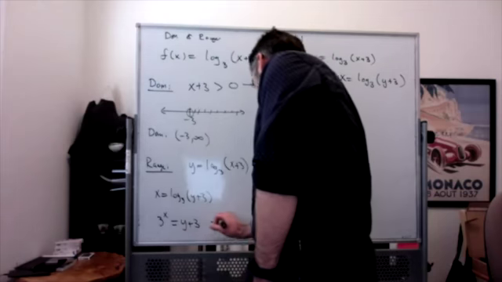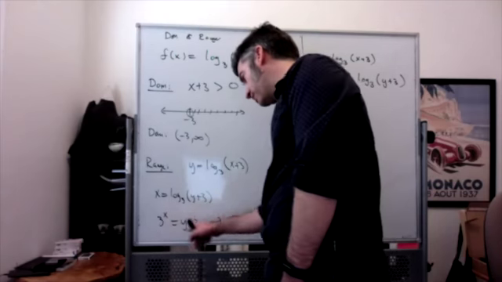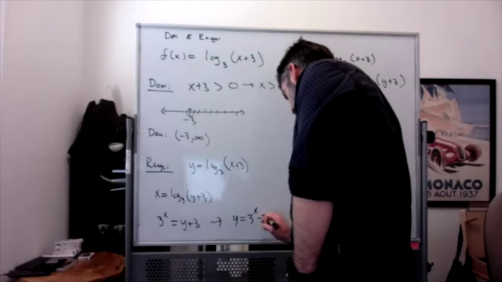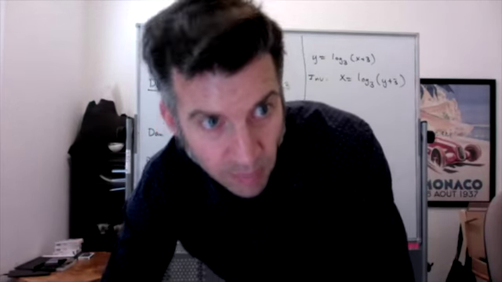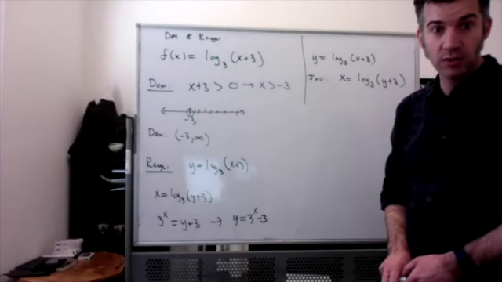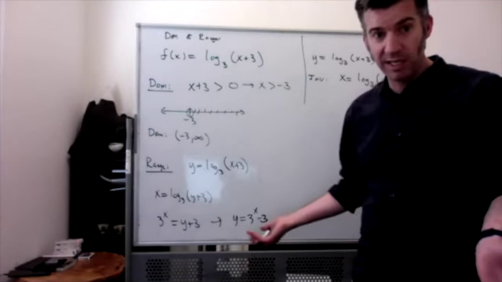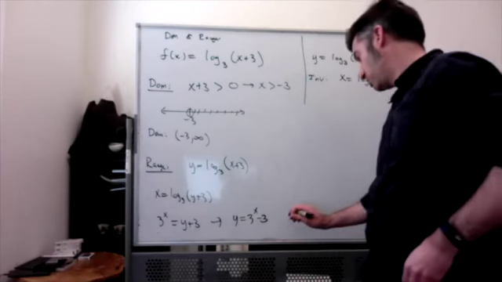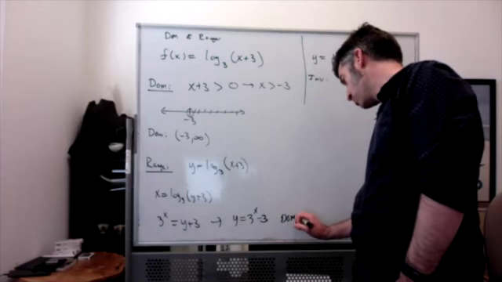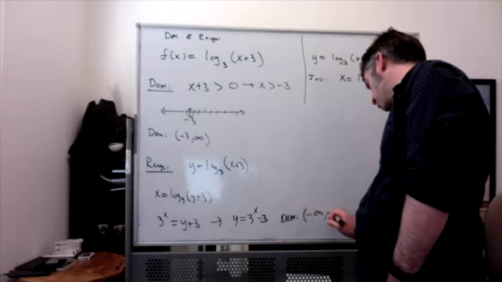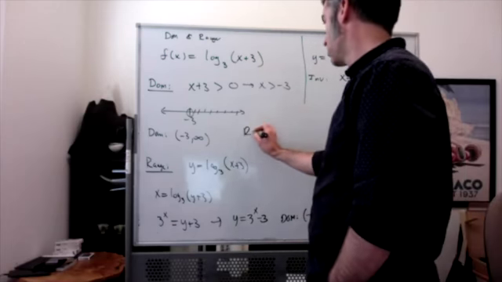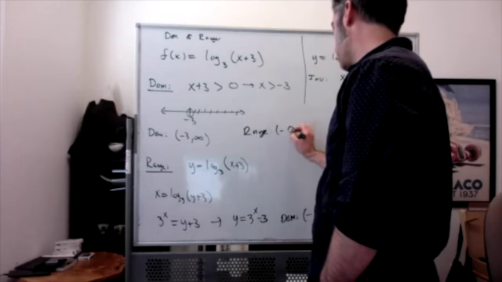And then y equals 3 to the x minus 3. This function has no domain issues. This function, x can be anything. There's no logarithms, there's no roots, there's no fractions. So this function has domain all real numbers, which means the range of this function is all real numbers.